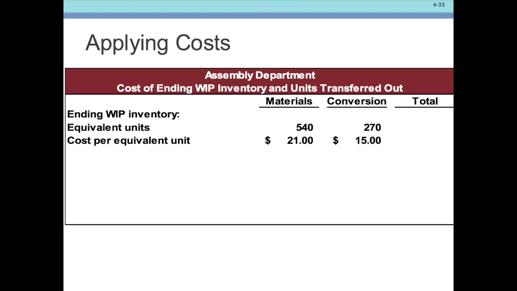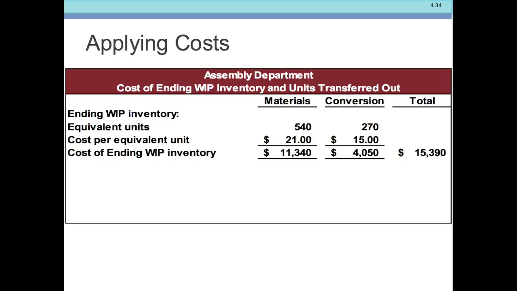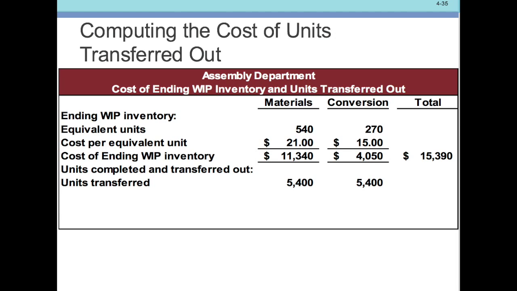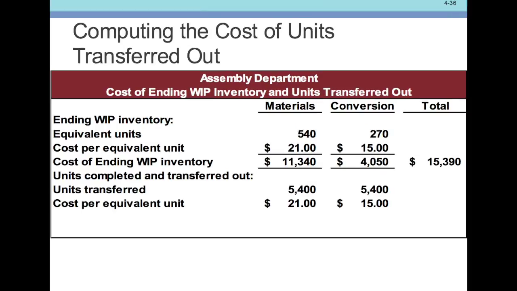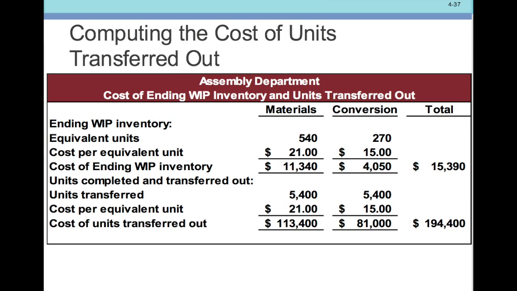If we go past that and add up the cost per equivalent unit that we already calculated, 21 and 15, we find out that the cost of ending work in progress inventory is 11,340 and 4,050. We can go past that, of course, and figure out the total cost. So the units completed and transferred out were 5,400, and the cost per unit, again, 21 and 15, which means we get the cost of total units transferred out of 194,400.